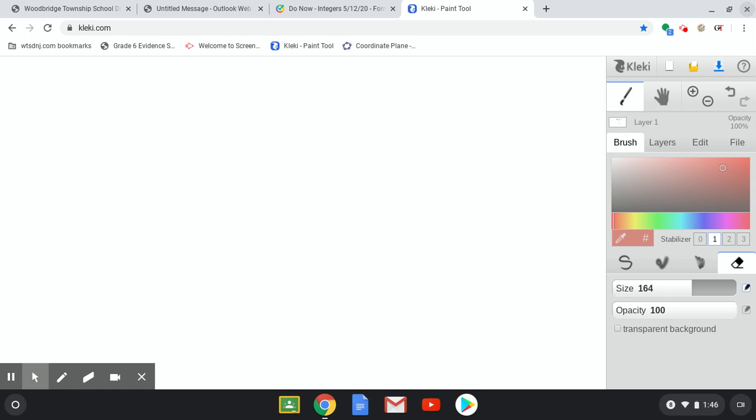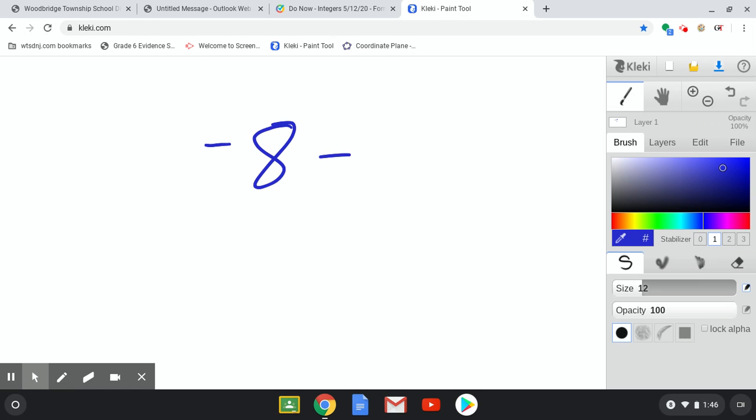So let's say I had negative 8 divided by 2. Well, figure out my sign first. My signs are different. My answer is automatically going to be negative. And now I do the math. 8 divided by 2 is 4. My final answer is negative 4.